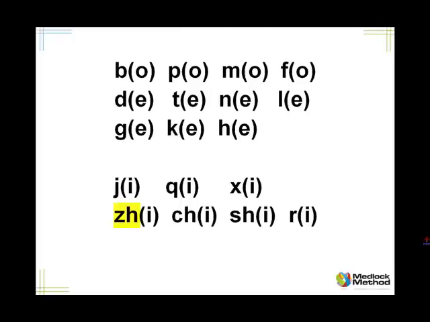Zhi. Chi. Shi. R. Did you roll your tongue or not? You have to. Okay, one more time. Zh. Ch. Sh. R. Okay. These are very similar to the last line, but do not curl, do not roll your tongue.